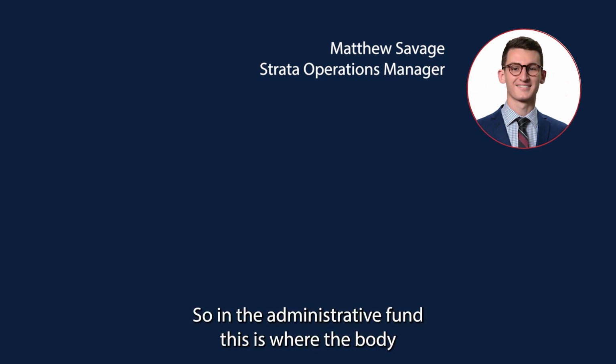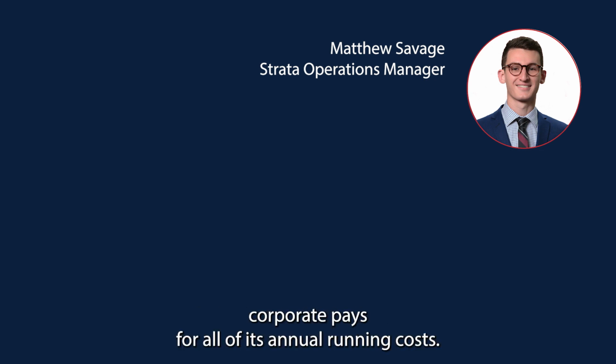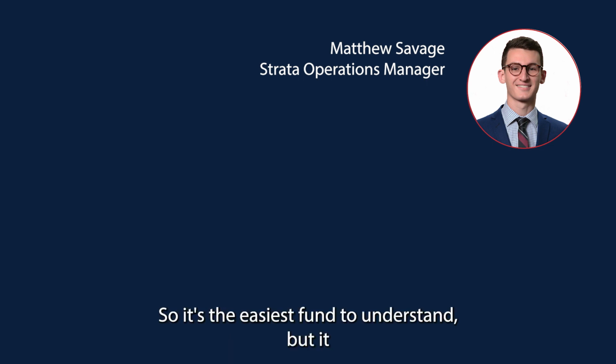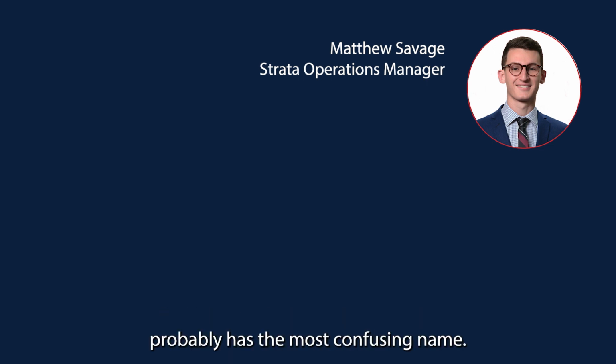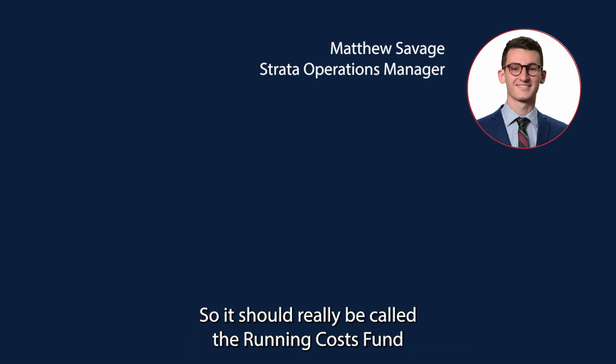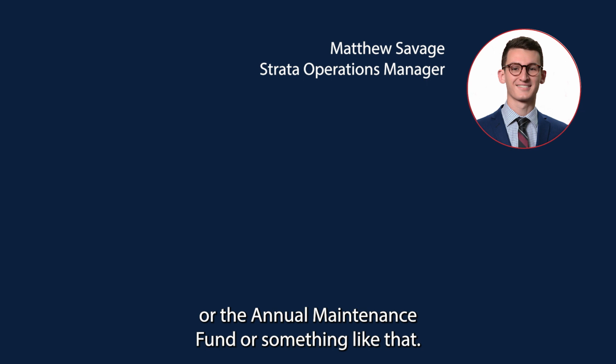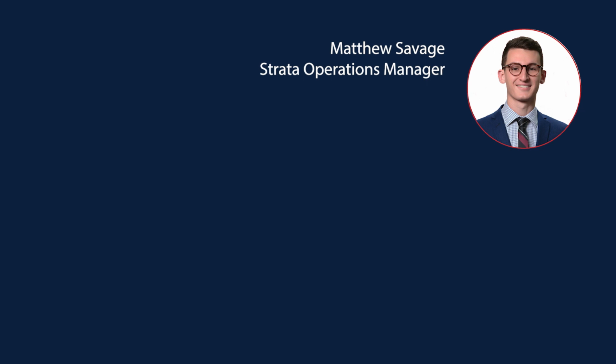So in the administrative fund, this is where the body corporate pays for all of its annual running costs. So it's the easiest fund to understand, but it probably has the most confusing name. It should really be called the running cost fund, or the annual maintenance fund, or something like that.